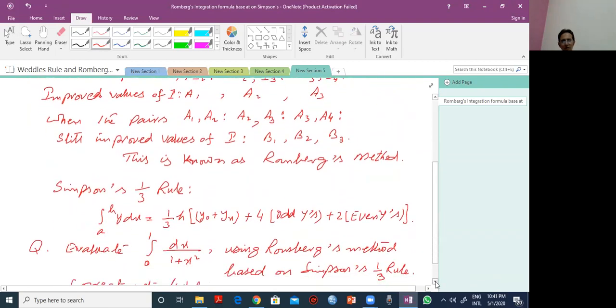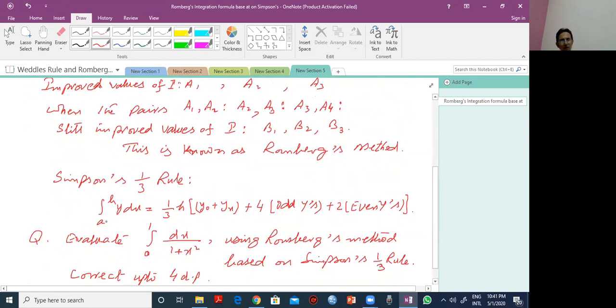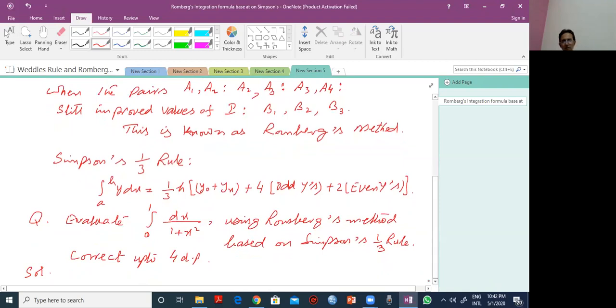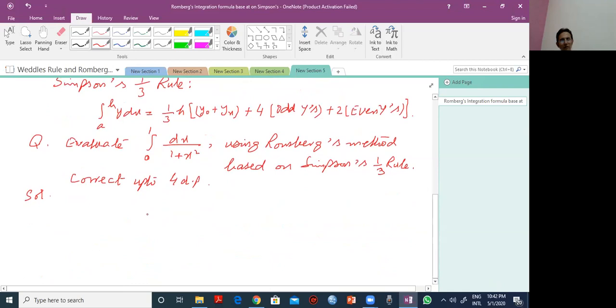Now you know very well, student, what the Simpson 1/3 rule is. The integral from a to b of y dx is 1 upon 3h times y0 plus yn, plus 4 times the odd values, y1 plus y3 plus y5 and so on, plus 2 times the even values, y2, y4, y6 and so on. So we apply this formula and find the integrals with Romberg's integration method. Student, we will consider the same example, but the method is Romberg's method based on the Simpson 1/3 rule.